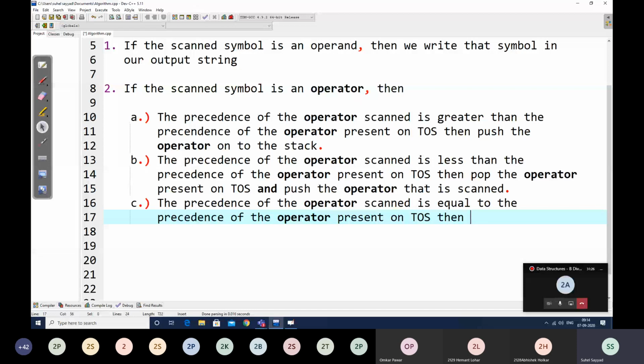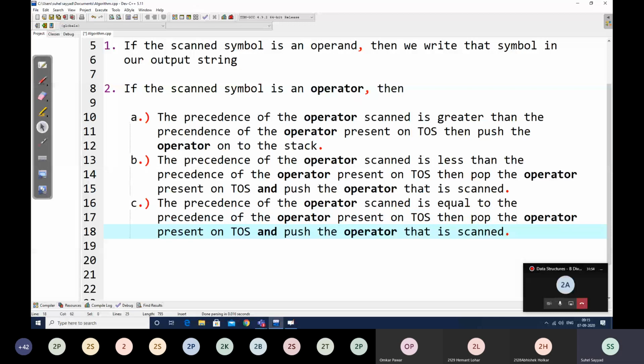Here also we need to do the same thing which we do in case B. That is, pop the operator present on top of stack and push the operator that is scanned. Whatever you do in case 2, that is case B of step 2, the same thing you are going to repeat here in case 3 also. We pop the operator present on top of stack and push the operator that is scanned onto the stack. Are you getting this?